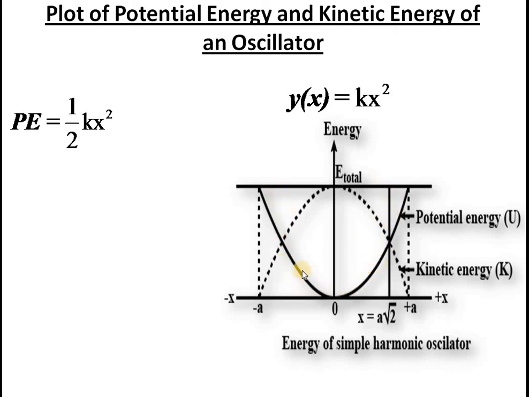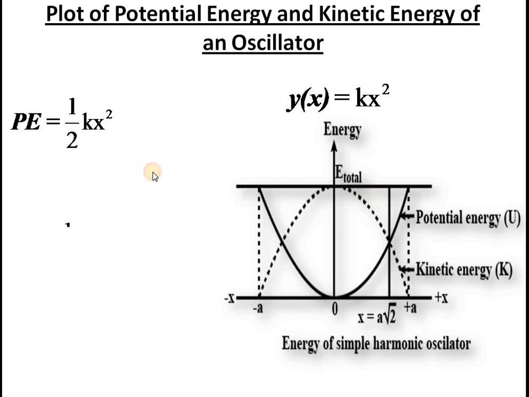So a parabolic curve is obtained, and at the mean position you can see x will be 0, that is here, that means potential energy will be 0, and at the maximum point x will be equal to A, the amplitude, then potential energy will be maximum. Okay, so the minimum comes at the equilibrium point and the maximum comes at the peak points, the extreme points.